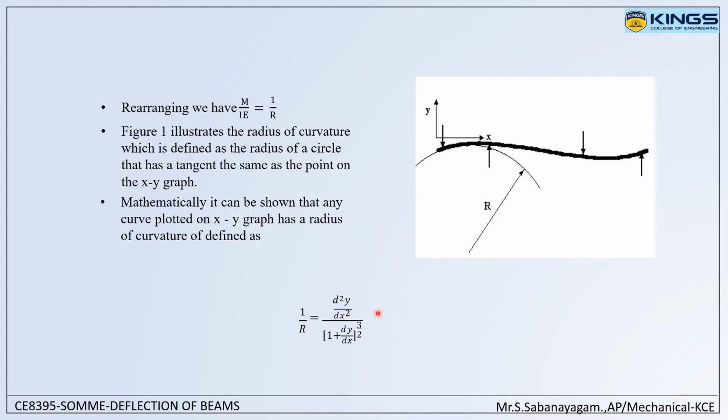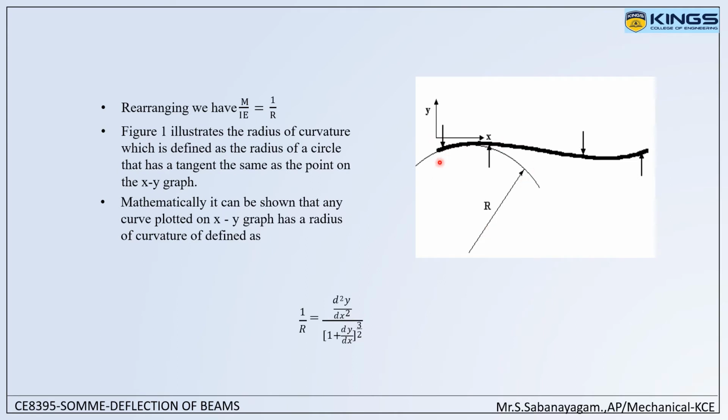And how this 1 by r is equal to M by I is obtained is given in this diagram. Consider this as a curve, and this will be the starting point x, and this will be the y, that is, this point will be the origin, and hence this is the radius of curvature on this curve. So it gets a tangent line. Hence this will be R, the radius of curvature. And mathematically it can be shown that any curve plotted on an XY graph has a radius of curvature.